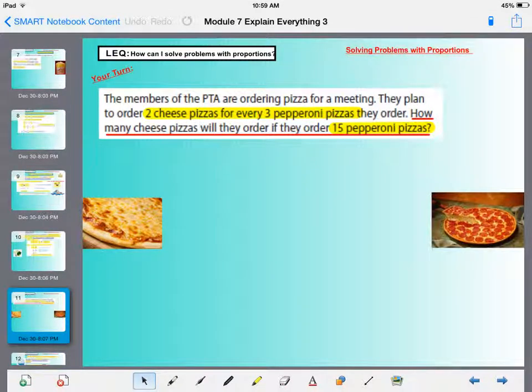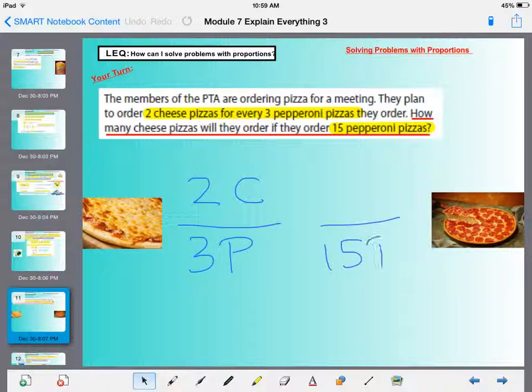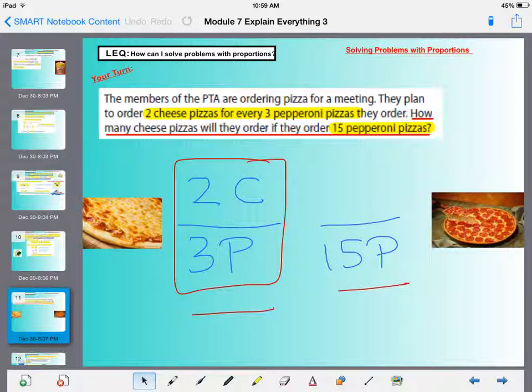Again, I noticed you guys really enjoyed rates and ratios. You guys did a really nice job with them. In this example, the important information is that for every 2 cheese pizzas, we order 3 pepperoni pizzas. So how many cheese pizzas would they order if they ordered 15 pepperoni? So again, as long as you're setting this up as a rate, and then you are matching up your units, so pepperoni with pepperoni in this case.